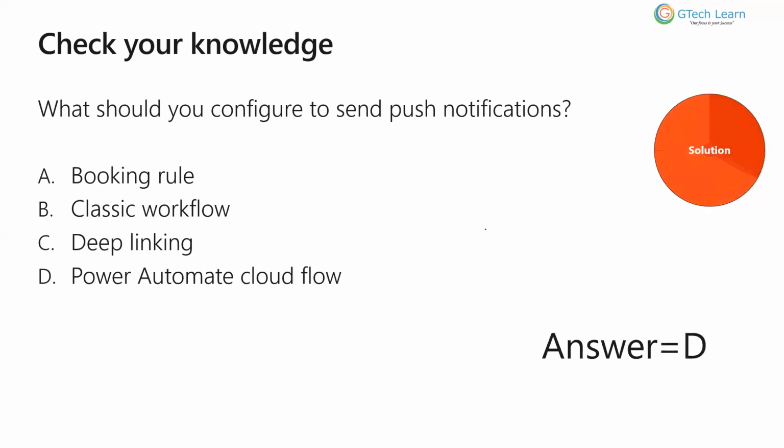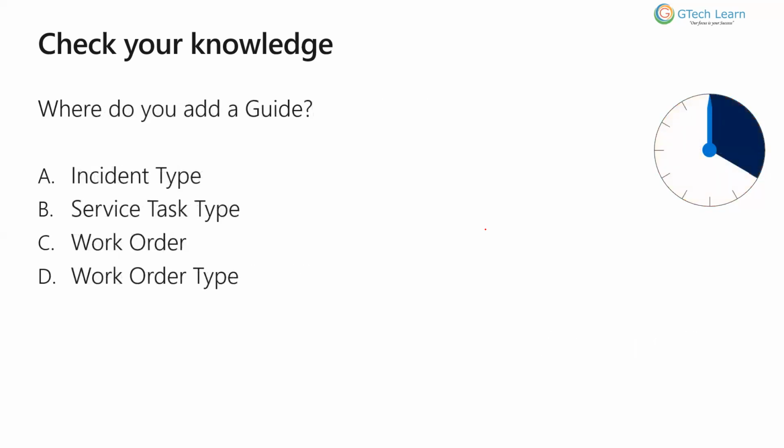Okay, so the correct answer for that question is going to be option D, Power Automate cloud flow. So let me move ahead with another question here. So the next question is, where do you add a guide? Your answers are option A, incident type, option B, service task type, option C, work order, option D, work order type. So let's get your answers on the chat and let me start my timer now.